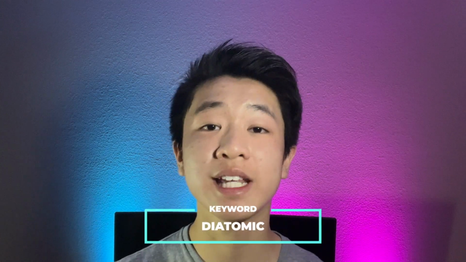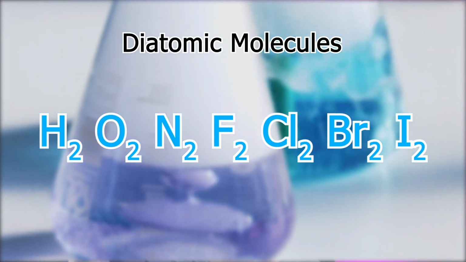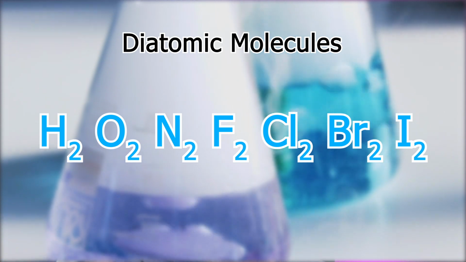Now the reason why chlorine has a subscript of 2 in the reaction is because it is diatomic, meaning that it exists as a pair in nature. Now there are 7 elements including chlorine that are diatomic. You have hydrogen, oxygen, nitrogen, fluorine, chlorine, bromine, and iodine. Back to the skeleton equation.